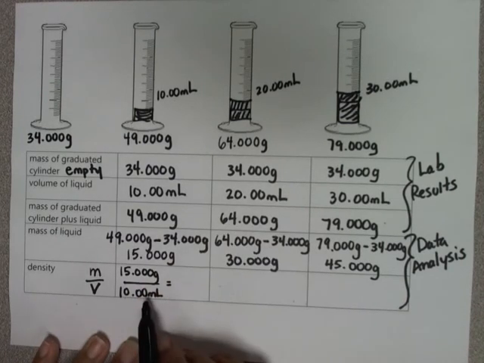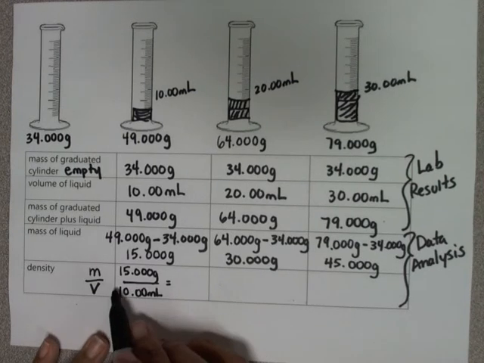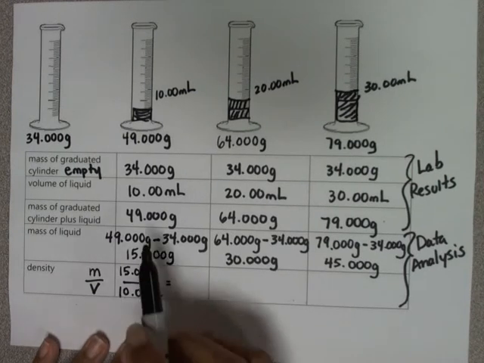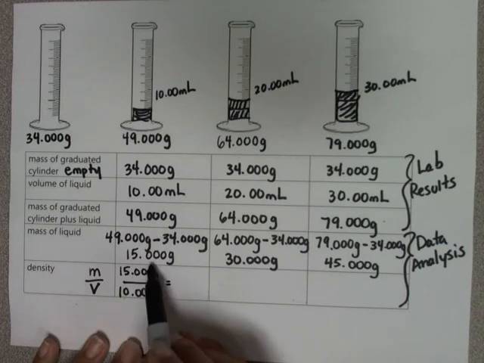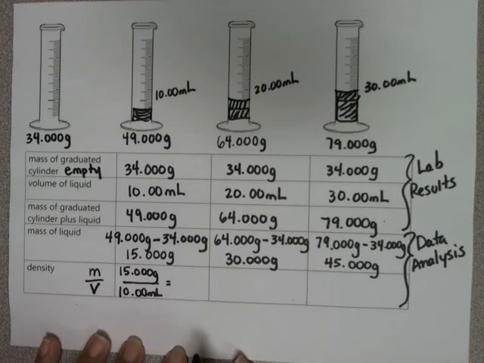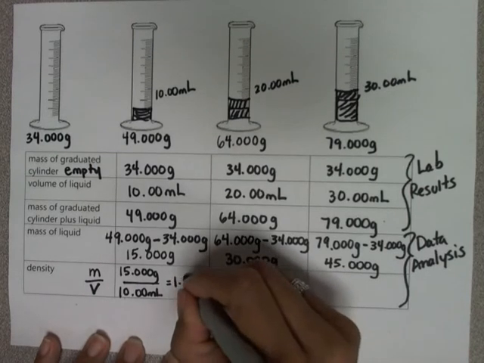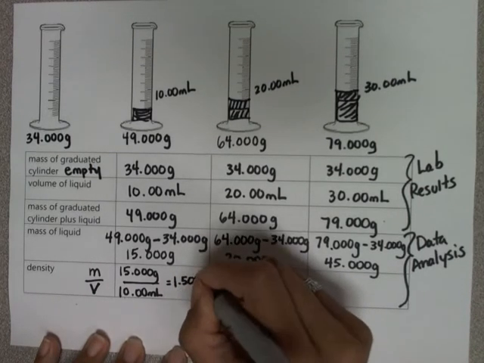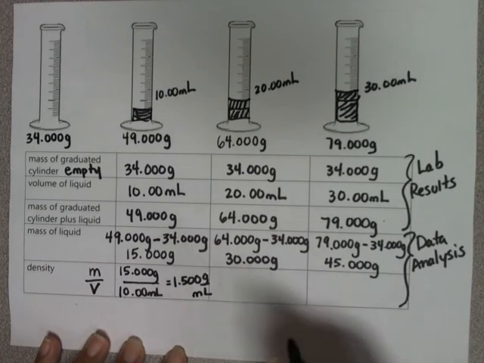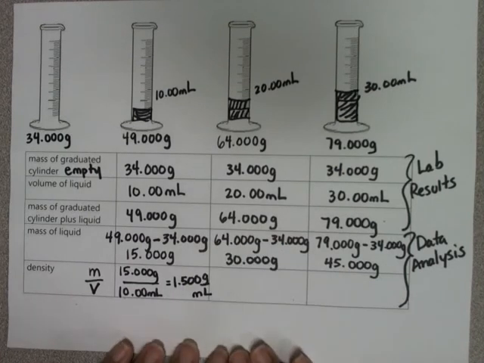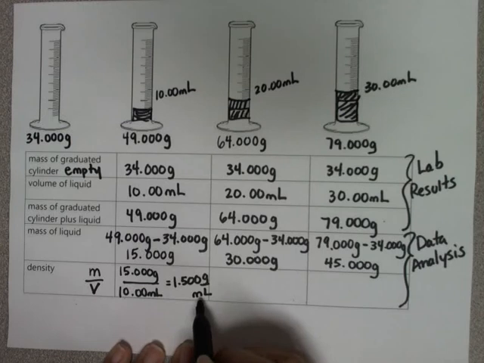When I do this division, I'm going to use significant figures. This number has 4 significant figures. This number has 5 significant figures, so I'm going to use 4 significant figures in my answer. And that's 1.500 grams per milliliter. That's the density of the liquid.